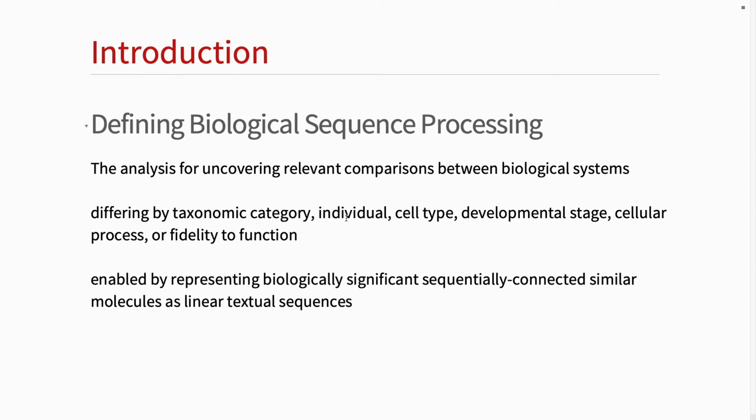So, biological sequence processing: it's analysis for discovering relative comparisons across different species, different individuals, different cell types, different developmental stages, pathological versus working, all of those things. And that's enabled by representing biological sequences as linear sequences of text, really exploiting what that representation makes possible.